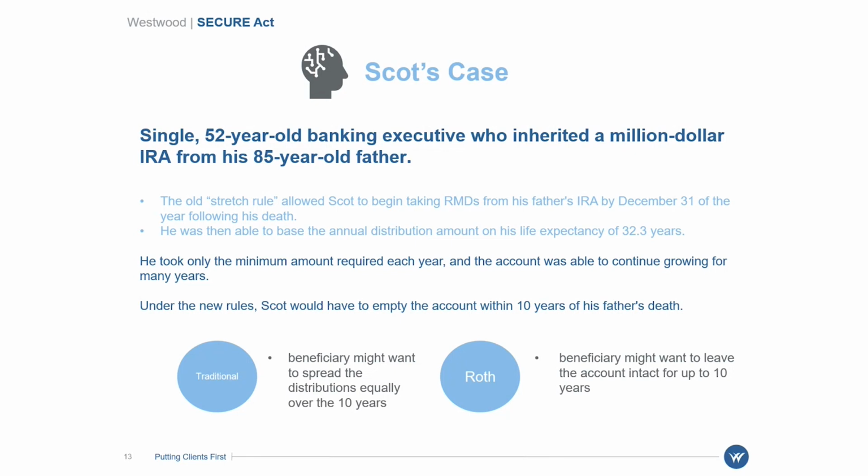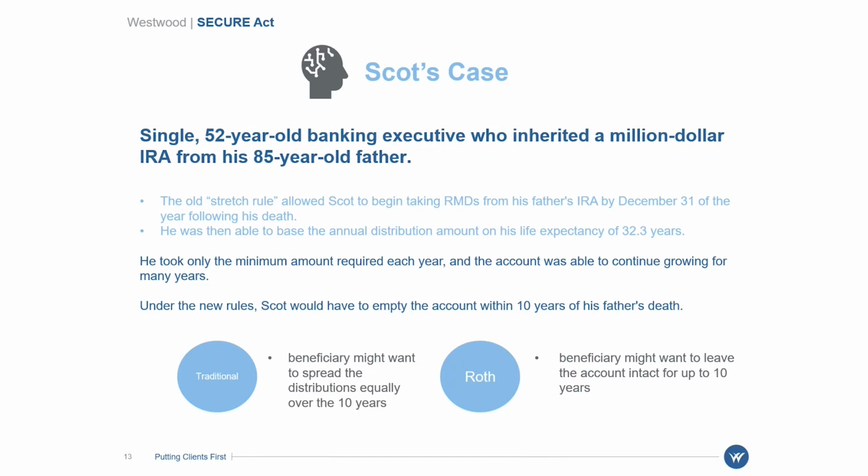Therefore, the beneficiary of a traditional IRA might want to spread distributions equally over 10 years if possible in order to manage the annual tax liability. By contrast, the beneficiary of a Roth IRA, which generally provides tax-free distributions, like we discussed earlier, might want to leave the account intact for up to 10 years if possible for the potential benefit of tax-free growth.